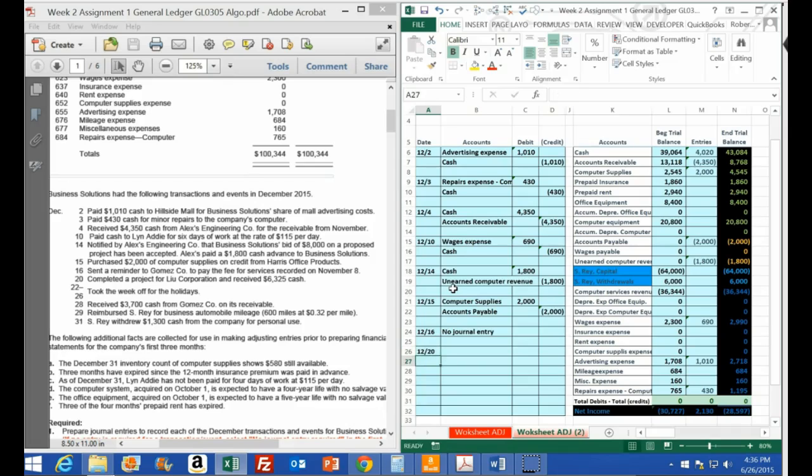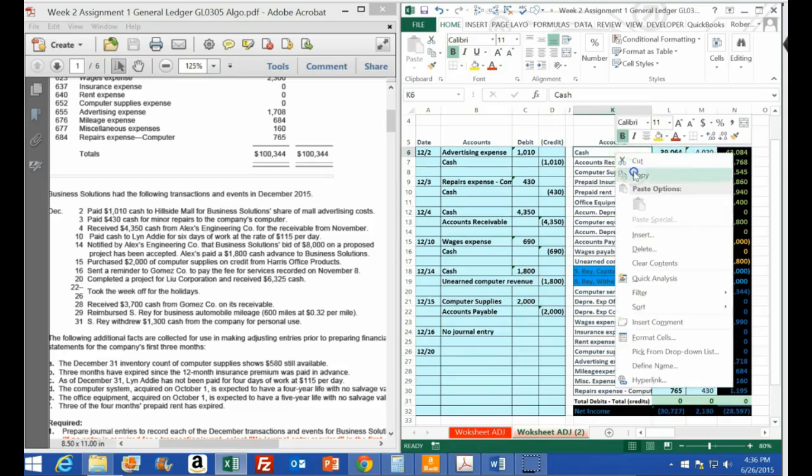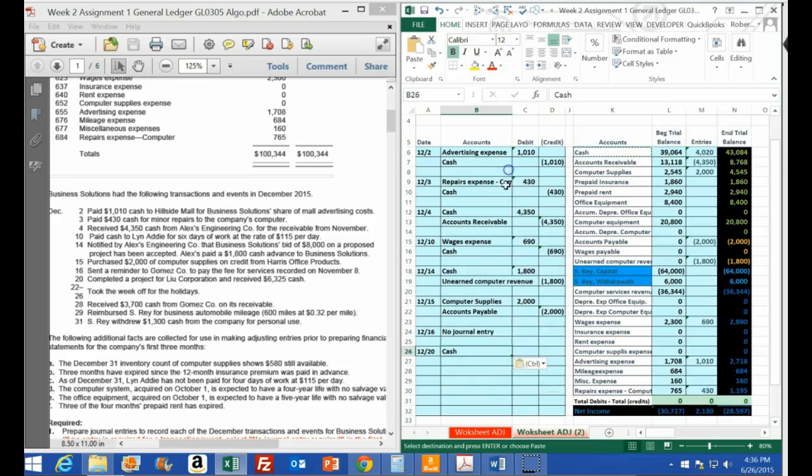Okay, 1220. Completed a project for Lou Corporation and received $6,325. Okay, so is cash affected? Yeah, we received cash. Cash is a debit balance. We're going to make cash go up by doing the same thing to it, which in this case would be another debit. So cash is going up, 6,325. We're going to have to credit something.